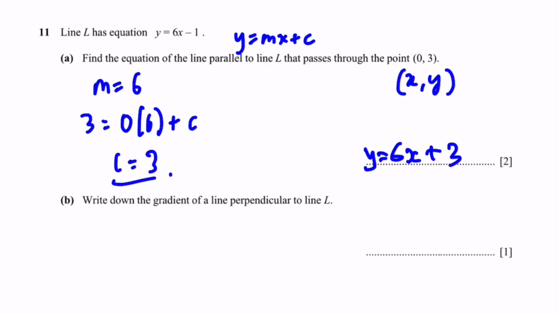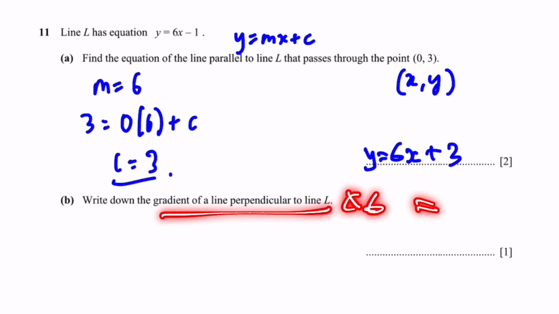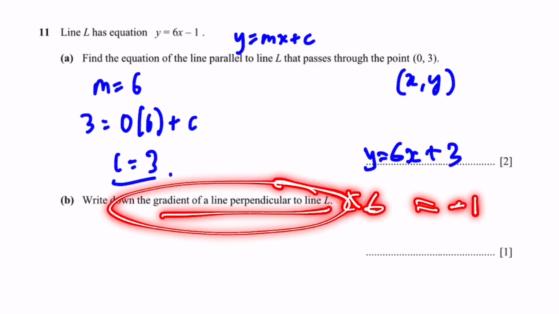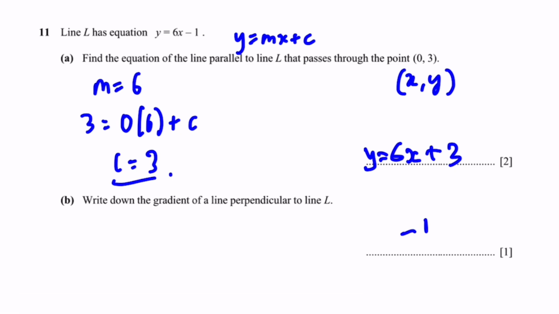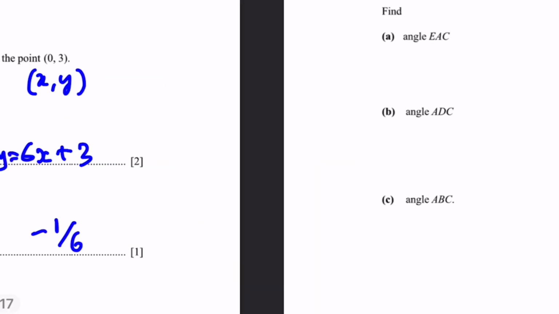Well, if we have a gradient of a line perpendicular, and you multiply this gradient by the original one, the gradient of line L, we will get negative 1. So, this gradient multiplied by 6 is equal to minus 1. And this gradient, we just divide by 6 on both sides, and this will be minus 1 by 6. And that's our answer.